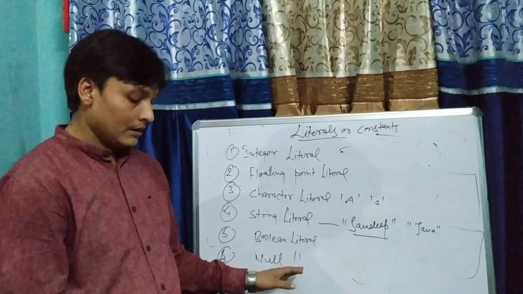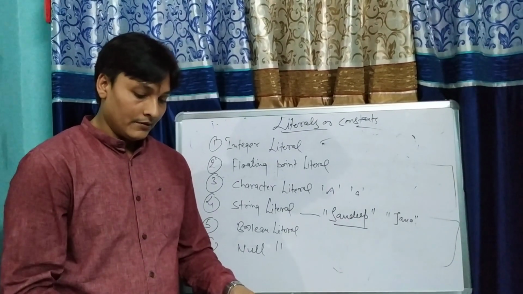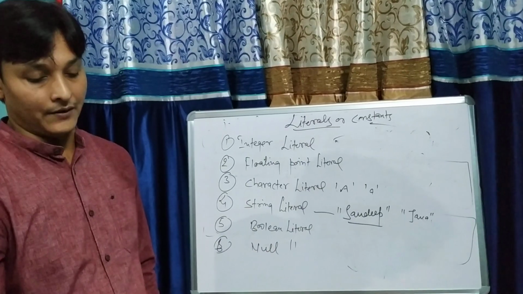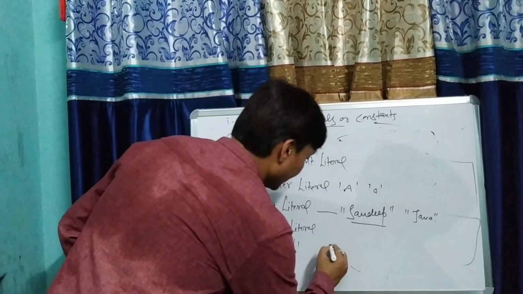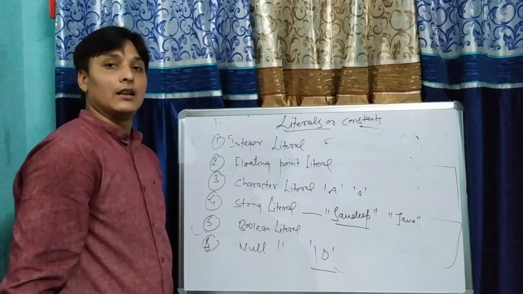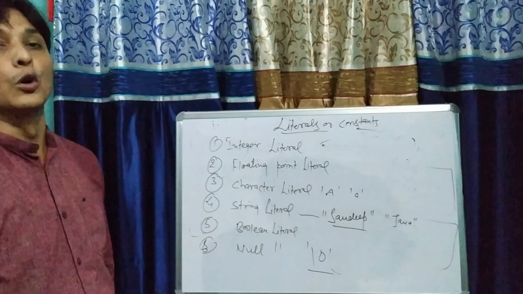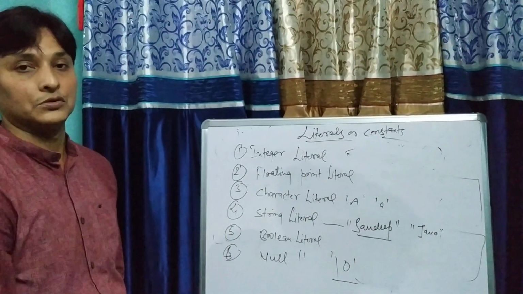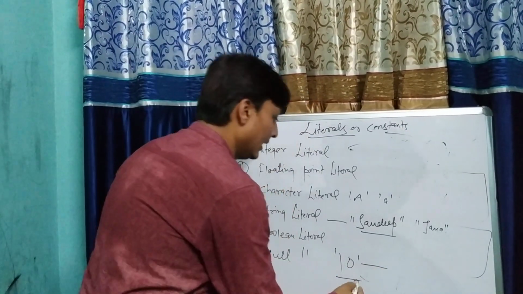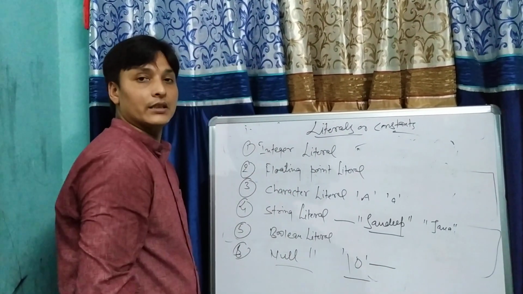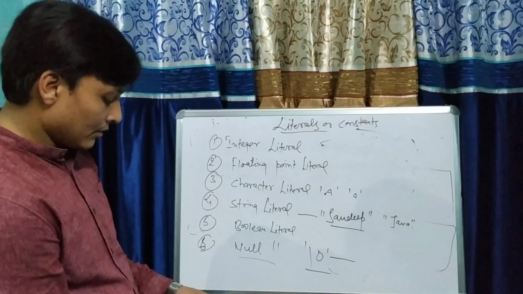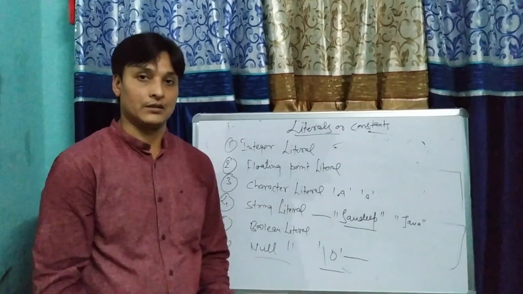And last one we have null literal. The null literal is represented by the keyword null or an escape sequence, which is denoted like this: \0. Fine? So the meaning of \0 is that it refers to the null literal. Any problem? Now we have punctuators or separators.